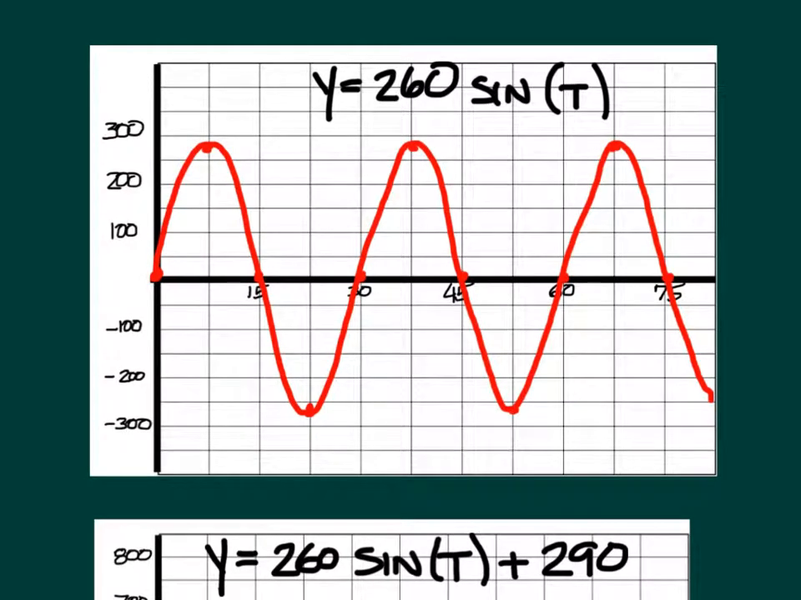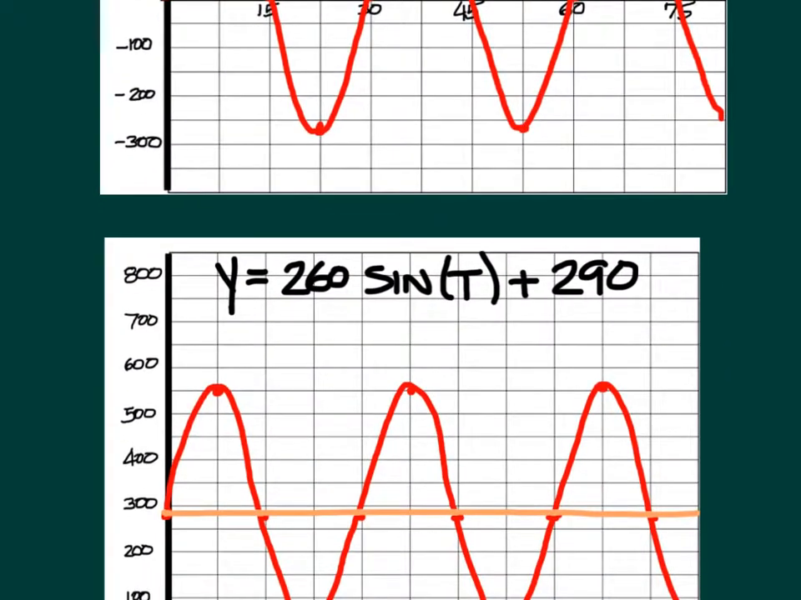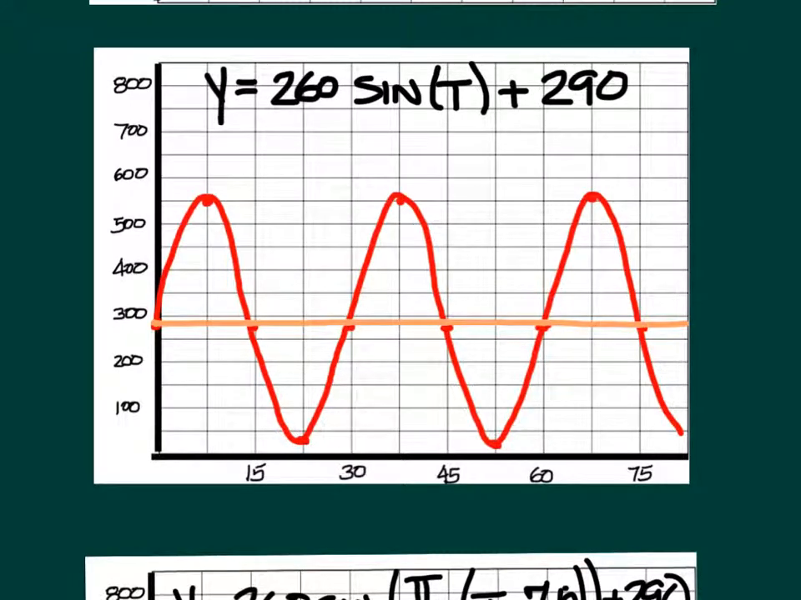So I started from scratch, and I figured that since the radius is 260, we should start with 260 sine t, t in terms of minutes. That's what the graph looks like, up to 260, down to 260. And then what I've done there is added 290. Remember, the 290 will come from the 30 feet for the platform or whatever they're using to get on at the bottom, plus the radius. So you add the 290 at the end, then it bumps everything up 290. That means you're starting here at 290, and that means that your midline is 290 from there.